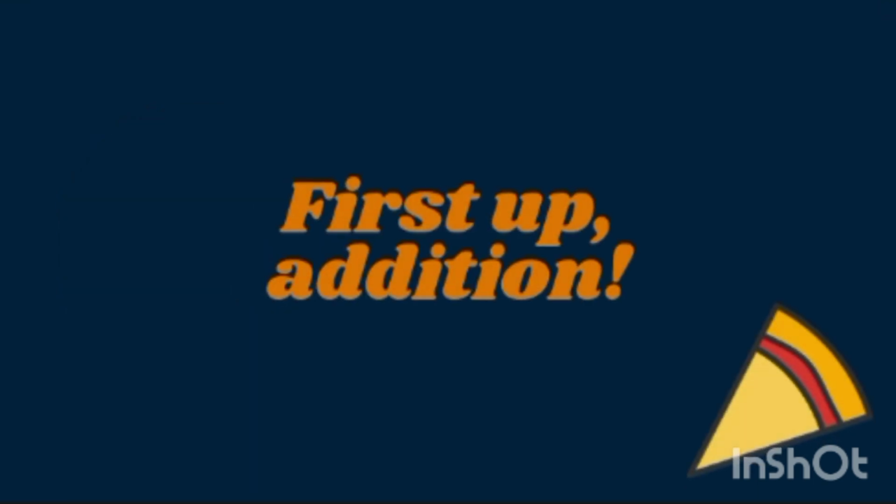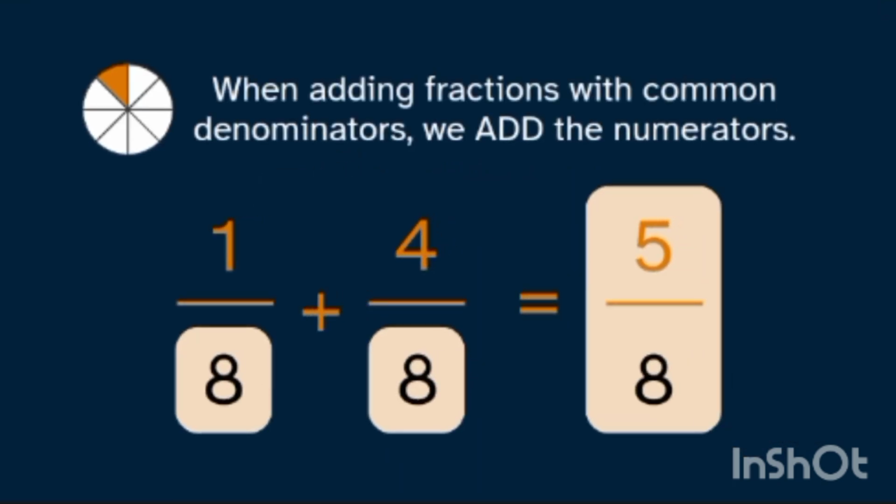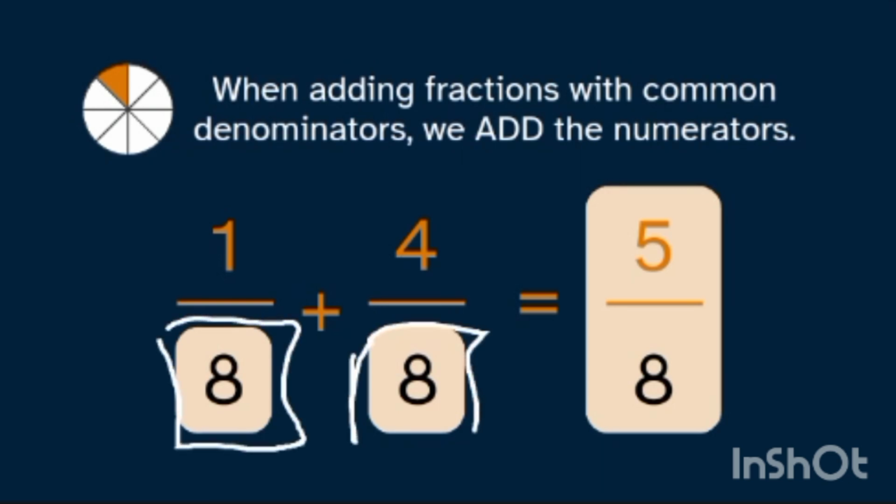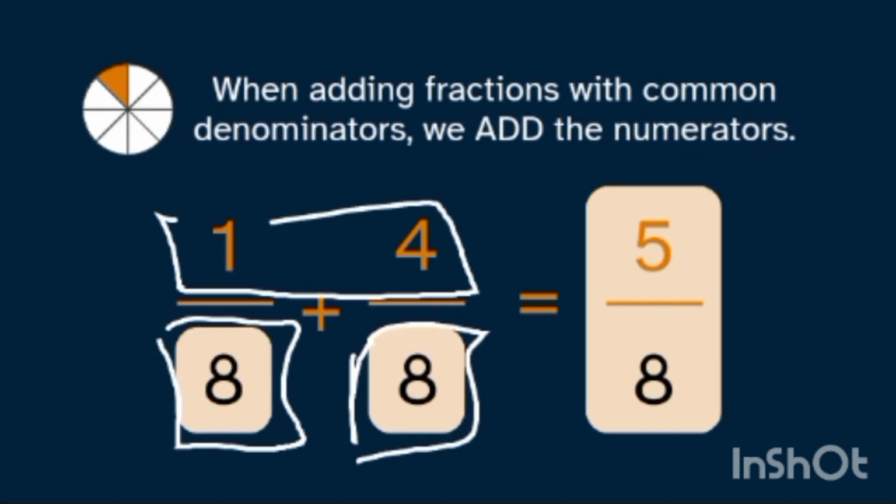First of all, we are going to start with addition. When adding fractions with a common denominator, we add the numerators. So when you have a common denominator, you just need to add the numerators and keep your denominator the same as it is.